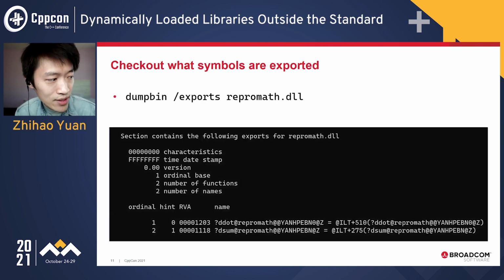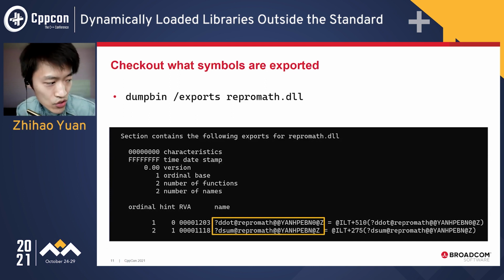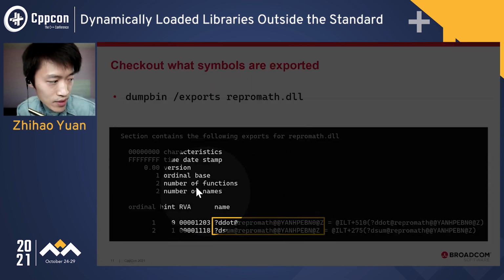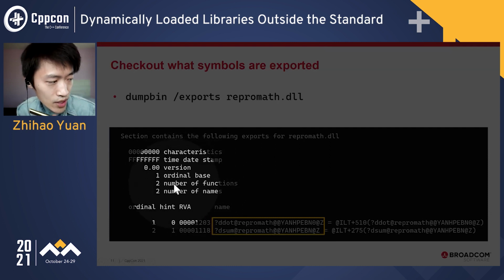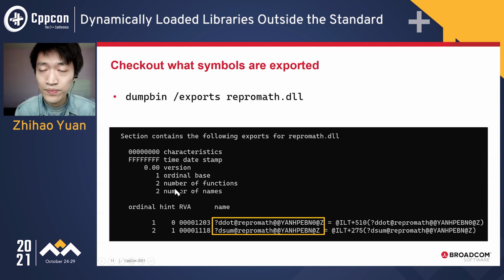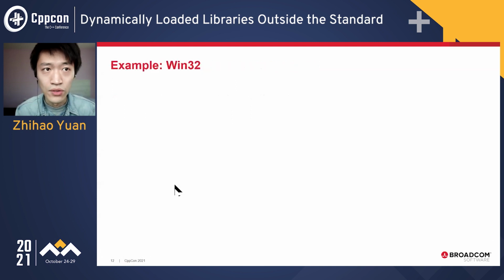We have dumping / export. It can show you the exported names and also give you a summary of all the function and variable names that have been exported in this DLL. How to use the whole thing?